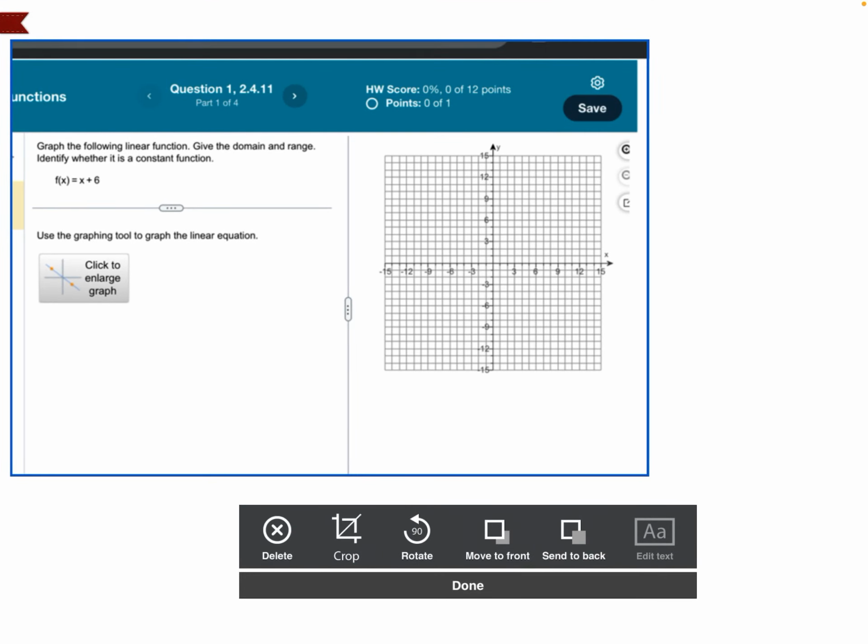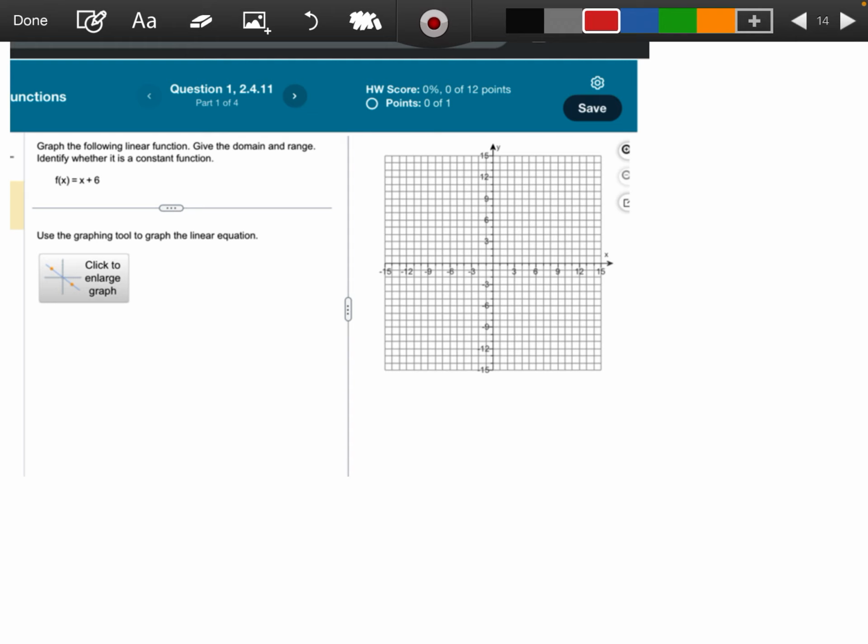All right, so y'all, this is a homework question out of 2.4. This is problem number 1. And it says, for here, it's asking us to do a couple of things. It says, give the domain and the range and identify whether it's a constant function. Okay, so y'all, let's go ahead and do this.